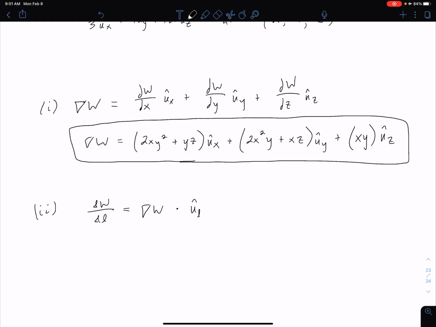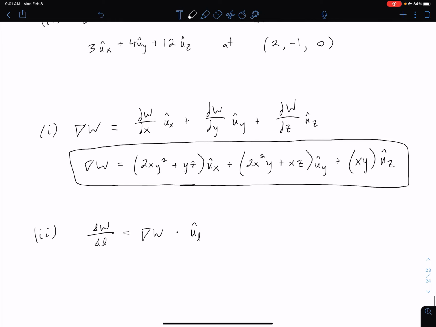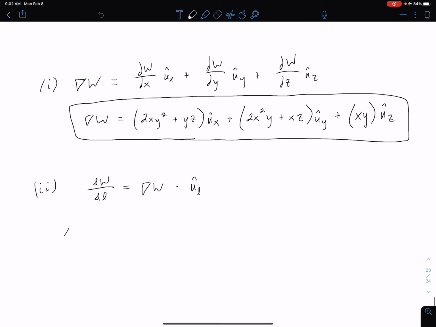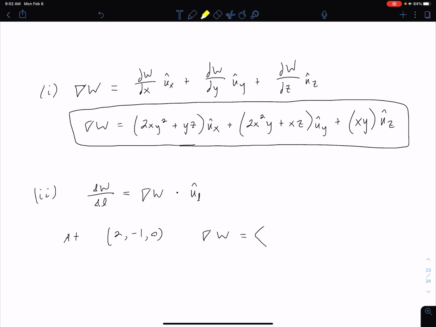Okay, so a couple of things we need to do. We need to evaluate our gradient at our specified point (2, -1, 0), and we also need to define this unit vector u sub L. So let's start by saying at our point (2, -1, 0), the way we can find the gradient of w is we're literally just taking our x value and plugging it in for all of these x's, our y value for all of our y's, and our z value for all of our z's. Simple as that. Doing that, we get that our gradient at that point is (4, -8, -2).